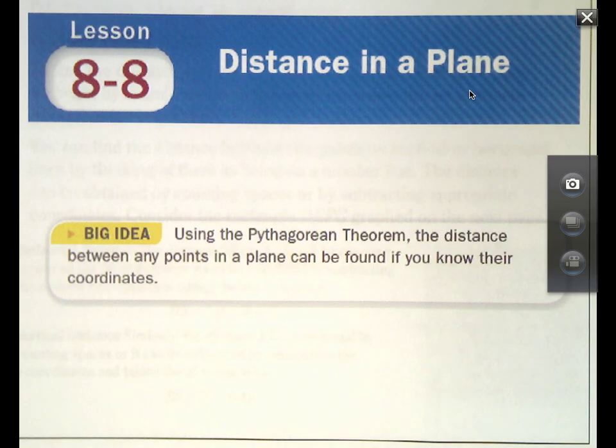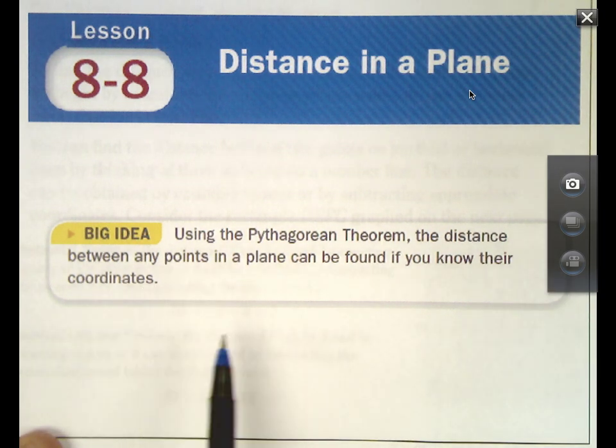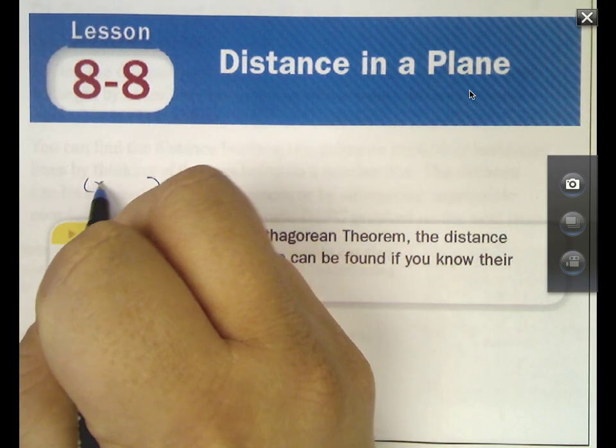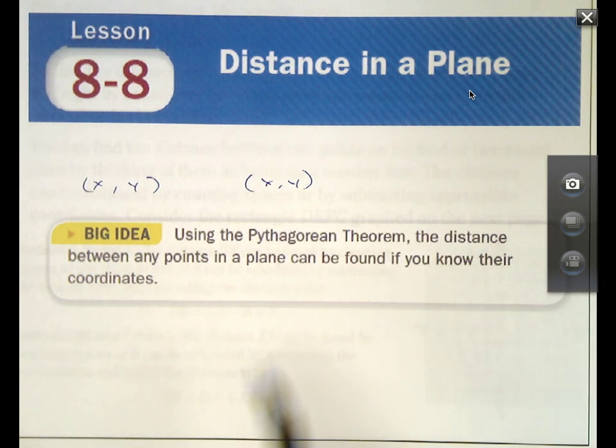All right, so today we're going to talk about lesson 8-8, distance in a plane. Using the Pythagorean theorem, the distance between any points in a plane can be found if you know their coordinates. Okay, so as long as you know two coordinates, you can find the distance using the Pythagorean theorem.